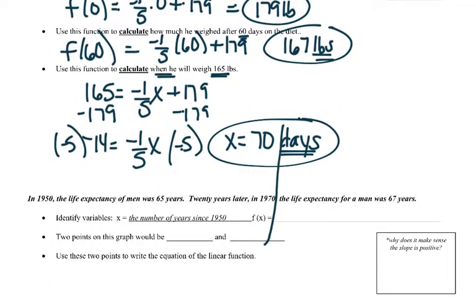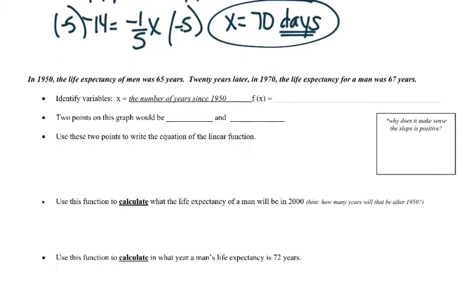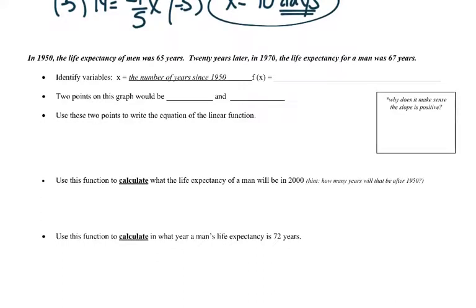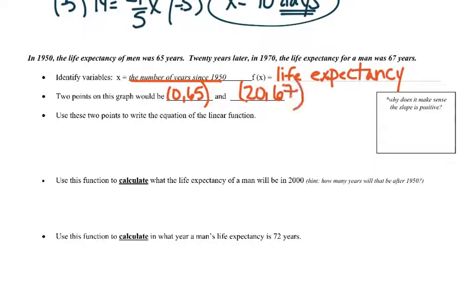This is about life expectancy, which is, again, not linear. But it's saying in 1950, life expectancy was 65 years. And I defined the x for you as the number of years since 1950. So in 1950, the x would be 0. The y is the life expectancy for that year. 20 years later, in 1970, it's 67 years.